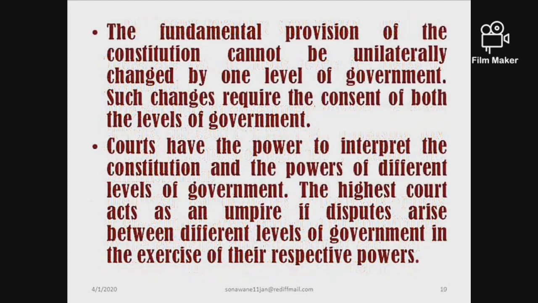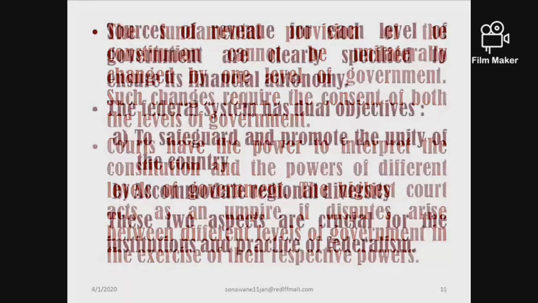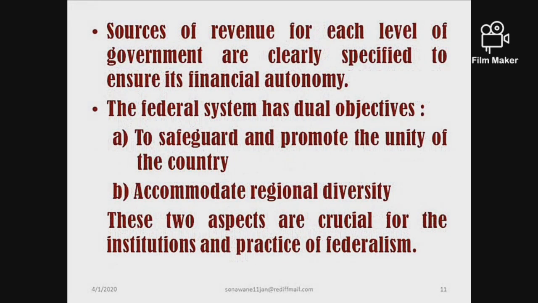4. The fundamental provisions of the Constitution cannot be unilaterally changed by one level of government. Such changes require the consent of both levels of government. 5. Courts have the power to interpret the Constitution and the powers of different levels of government. The highest court acts as an umpire if disputes arise between different levels of government in the exercise of their respective powers. 6. Sources of revenue for each level of government are clearly specified to ensure its financial autonomy.